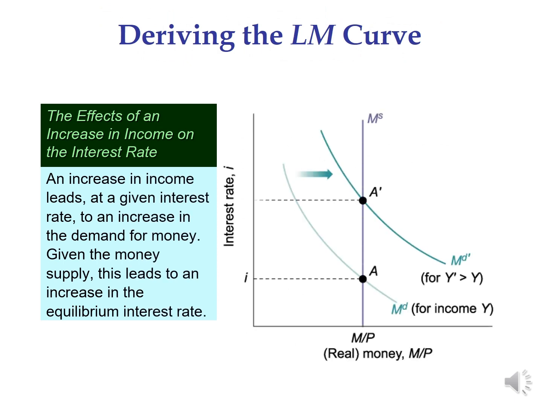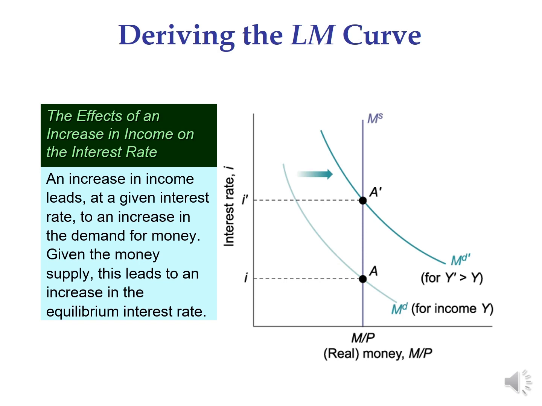So the effect of an increase in income on the interest rate. An increase in income leads, at a given interest rate, to an increase in the demand for money. Given the money supply, this leads to an increase in the equilibrium interest rate. So in graphical presentation, on the y-axis we have the interest rate, or we can say i, and on the x-axis we have M by P, or real money.